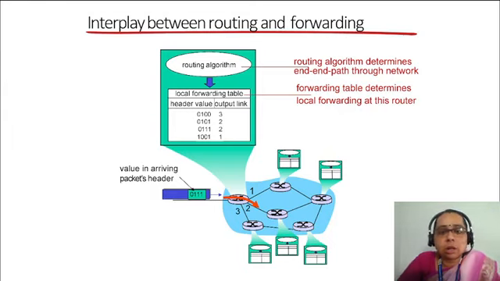We use routing algorithms to determine the end-to-end path through the network, and then we use a local forwarding table. In this local forwarding table, information like source IP address, destination IP address, and the path label is stored, along with the header value and output link, which will be in a hexadecimal format.